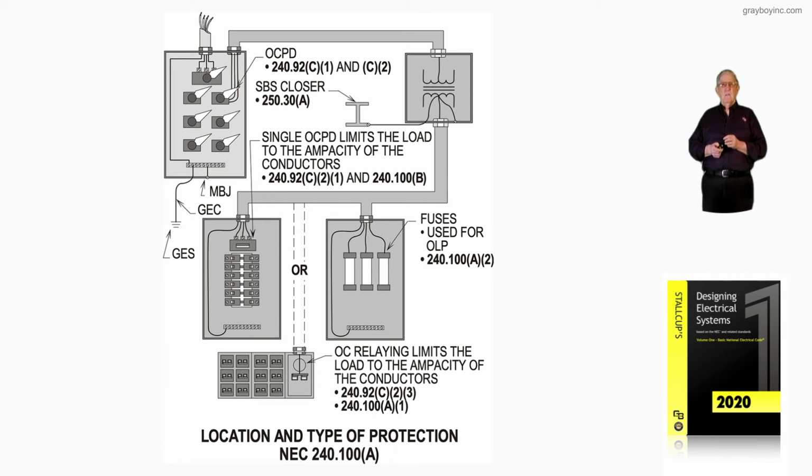240.100(B). The fuses that you see to the right in the equipment are used for overload type protection and protection too from short circuits and ground faults in accordance with 240.100(A)(2). And then the relay system that you see is installed in accordance with 240.92(C)(2), item 3, in conjunction with 240.100(A)(1).